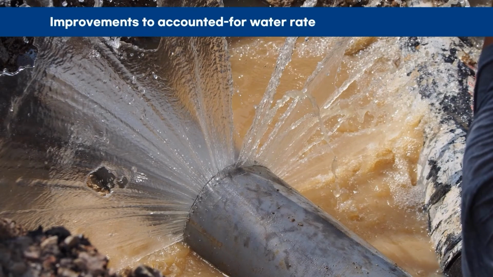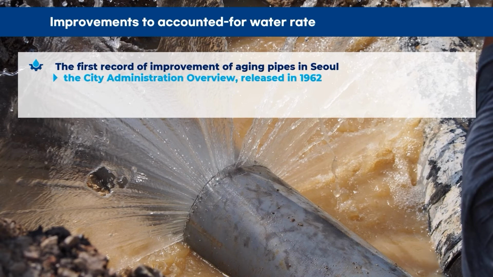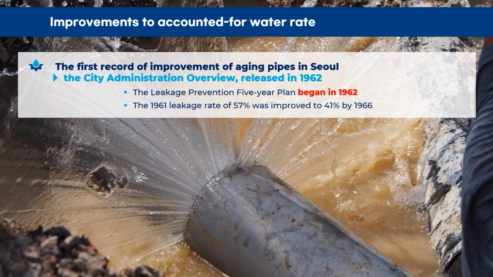As one example of a recent major policy direction, work on improving the accounted for water rate is being broadly pursued. The Seoul Metropolitan Government had already established the Leakage Prevention 5-year plan in 1962 and had experience reducing the leakage rate by 16%, from 57% in 1960 to 41% in 1966. This can be said to be the beginning of a systematic project to prevent water leakage in Korea.